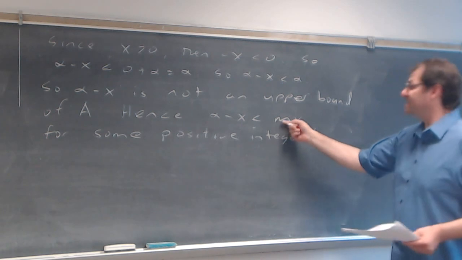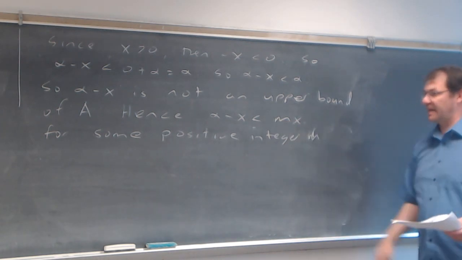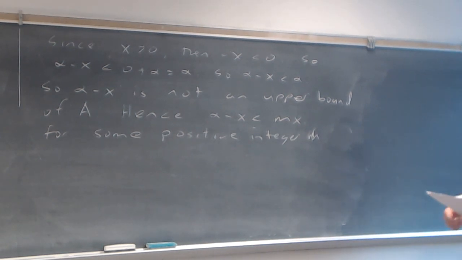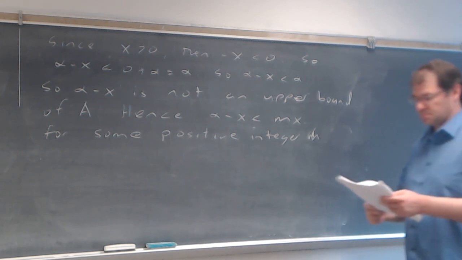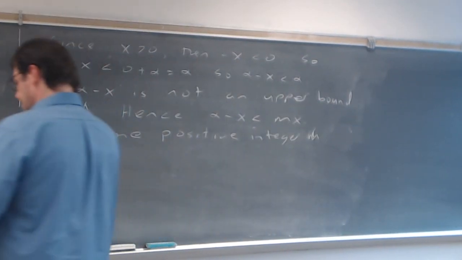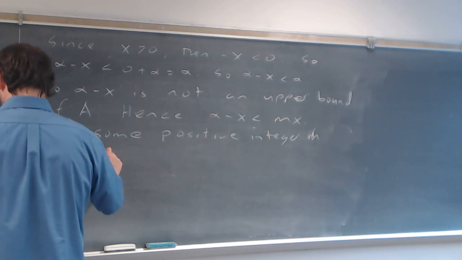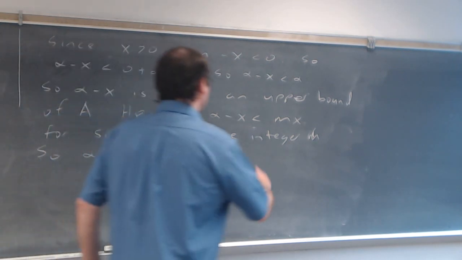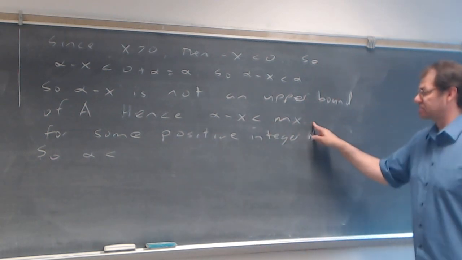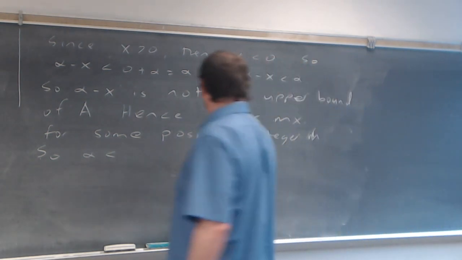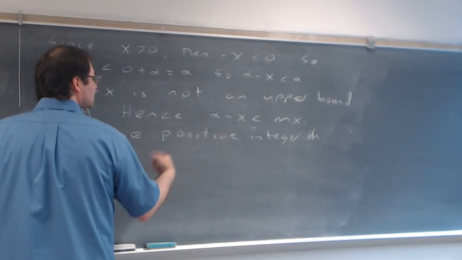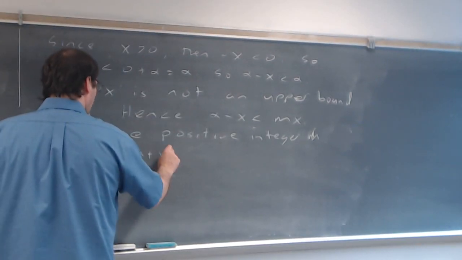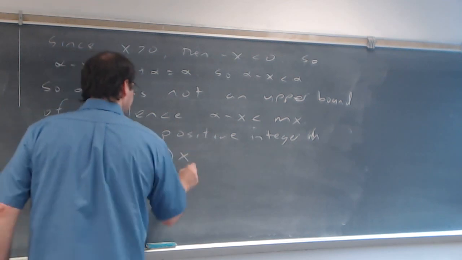What am I saying here? I'm saying there's something in A. Here it is, m times x. It's bigger than alpha minus x. Okay? So, what we have is alpha will be less than, okay, look. What we do is we add x to both sides of this inequality. And so, alpha is what we get on this side. On the right-hand side, we'll have mx plus x. Well, that's m plus 1 times x.